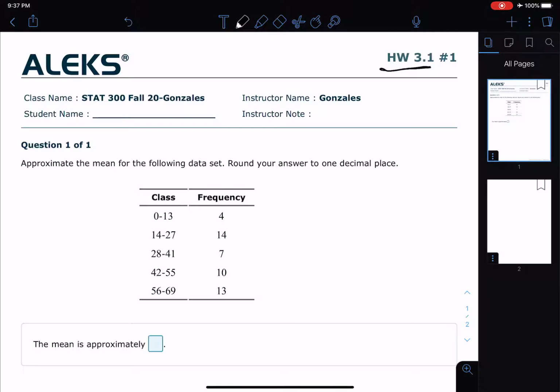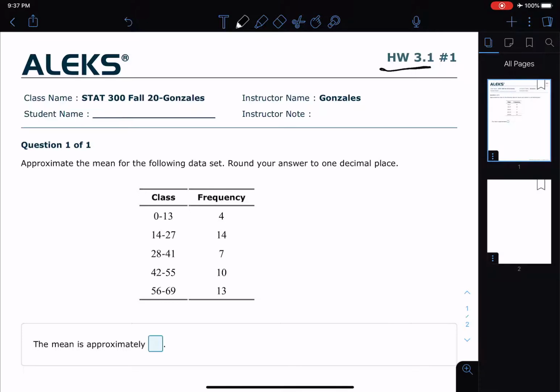This should go pretty quick, but there's a certain idea here that I wanted to make sure you got down. First of all, let's see what they're asking for. It says approximate the mean for the following data set, round your answer to one decimal place.